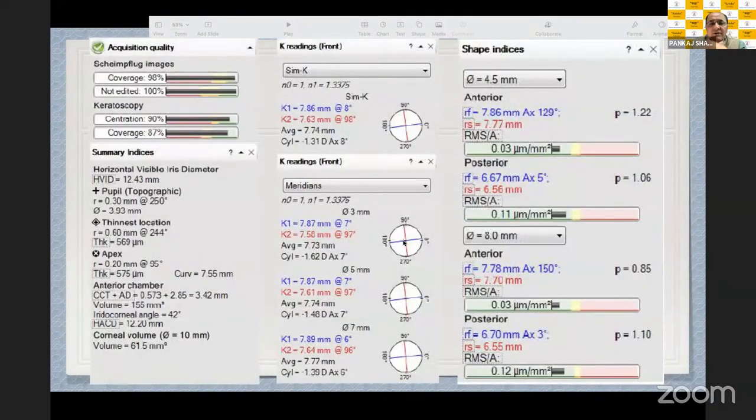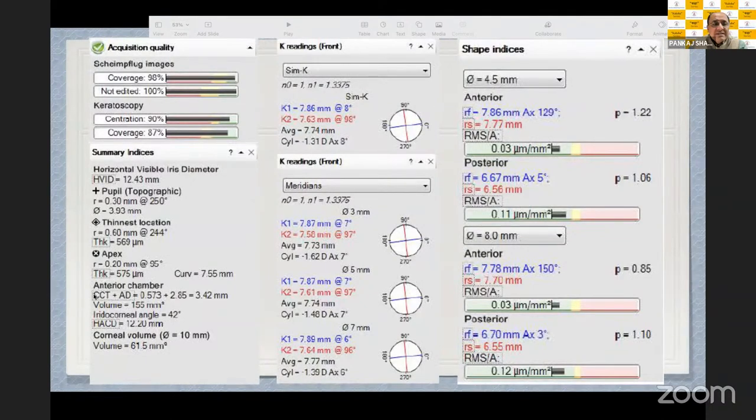This is the normal printout of Sirius 1. Here you can see, first of all, how much coverage of the cornea there is, how well it is centered, and if the coverage is good. Then you have the horizontal visible iris diameter, the pupil, where it is located, what its size is. At the apex, what is the thickness?